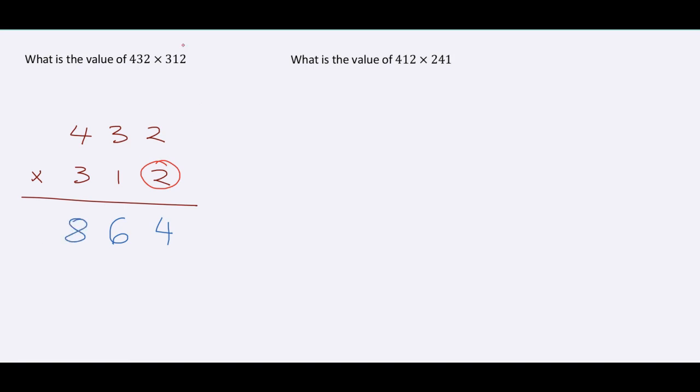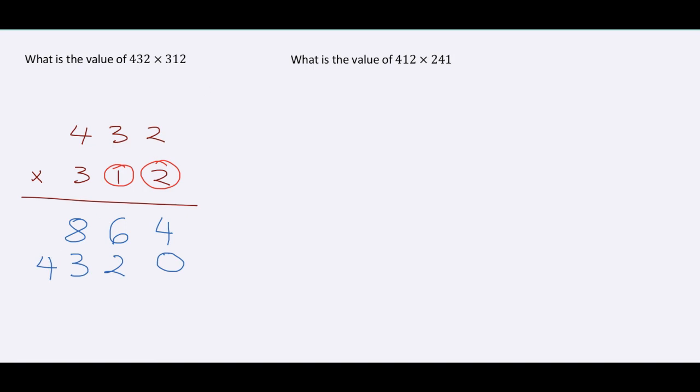Now we switch over to this number here. An important thing to note here is that when we multiply by 1, because 1 is in the tens place, we're going to start this off by putting a 0 right here. Now 2 multiplied by 1, we have 2. 3 multiplied by 1, we have 3. 4 multiplied by 1, we have 4.